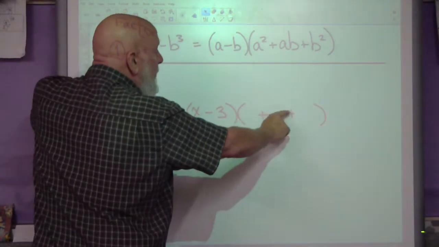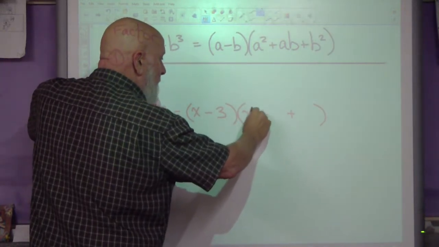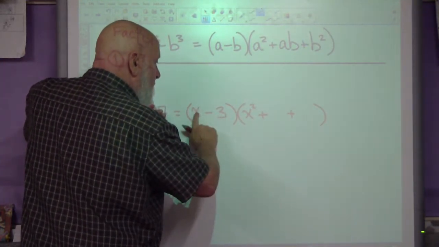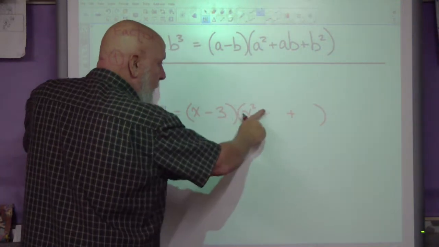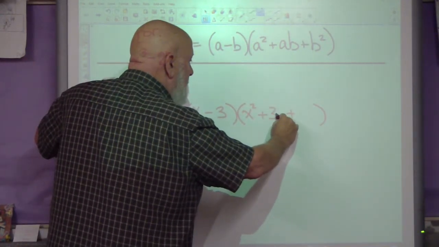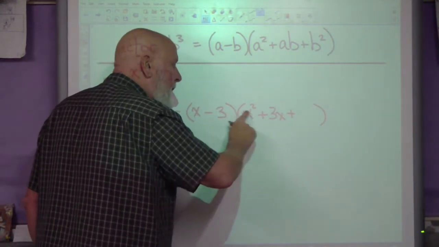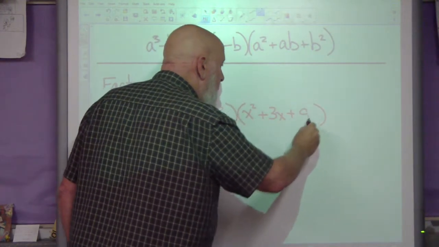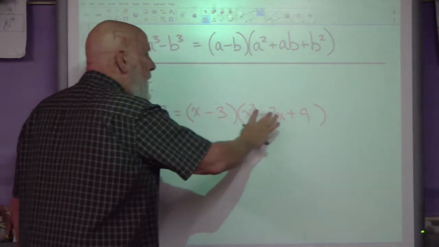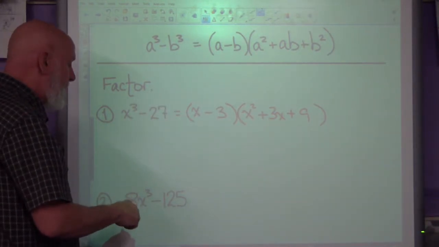To get these 3 blanks, here's what we do. We square this one, whatever it is, in this case it's x. Multiply these 2 together, forget the negative, because we've already pre-placed our plus and minus signs. 3 times x. Square this one. And don't worry about the minus sign. We pre-placed our plus and minus signs. And we're done. If I multiply this times this, I'll get x cubed minus 27.